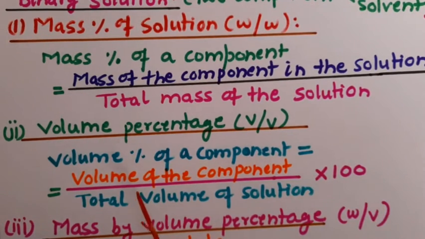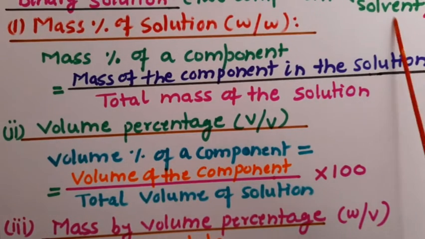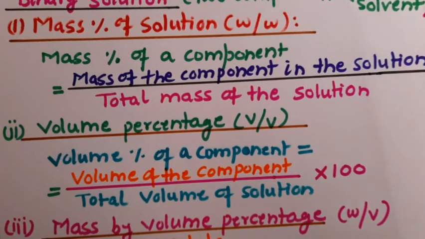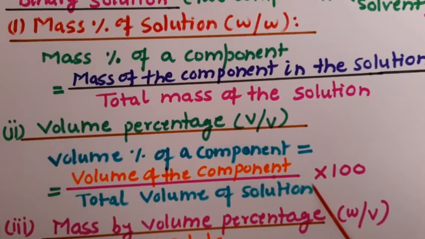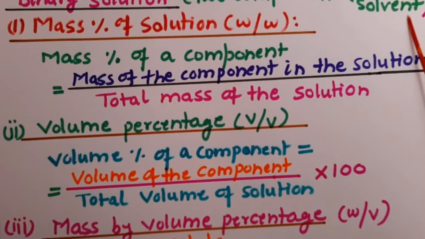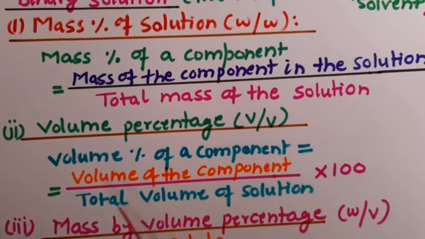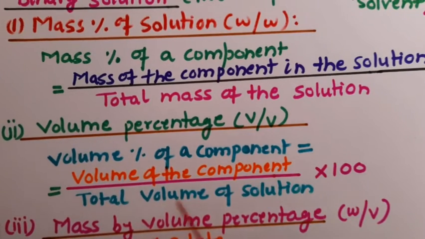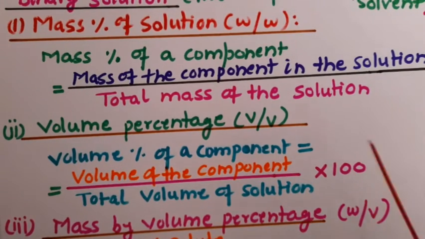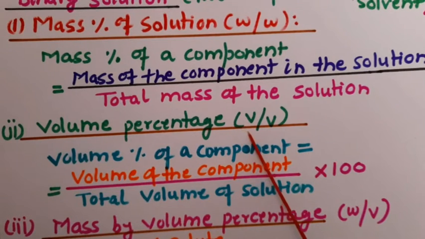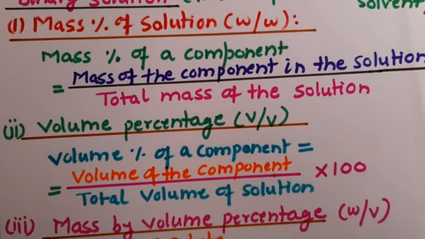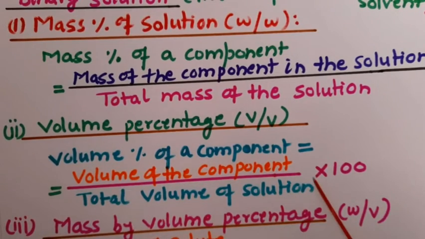Now here you have to take the volume of both the components, solute and solvent. You have to take the volume of the component divided by total volume of the solution. In the denominator there is the total volume of the solution including both the components, solute as well as solvent. So the volume percentage of a component can be calculated as volume of the component divided by total volume of the solution multiplied by 100. This is another way for expressing the concentration of the solution, where the volume of the components as well as the total volume of the solution is mentioned in the question.